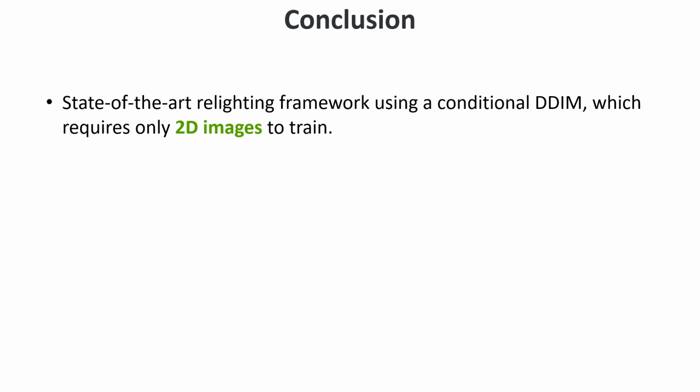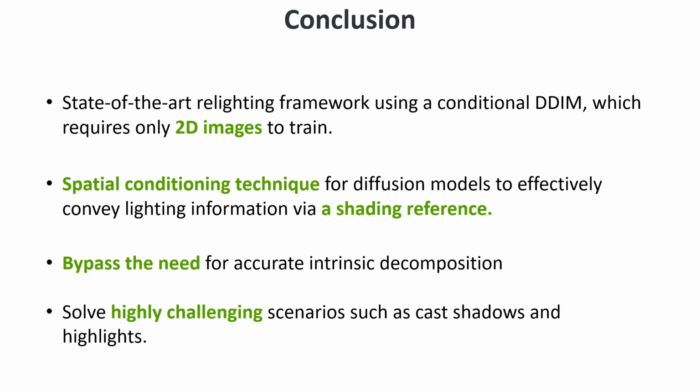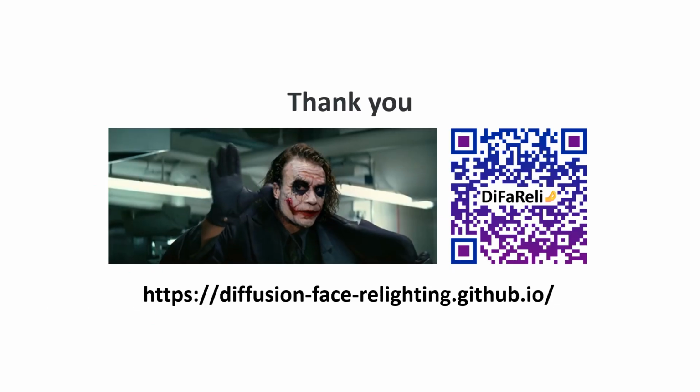To summarize, we propose a state-of-the-art framework which solves relighting uses a conditional DDIM and off-the-shelf estimators. This framework requires only 2D images to train and doesn't need any relit pairs, lighting, or 3D ground truth. We propose a spatial conditioning technique to condition our diffusion model with a pixel-aligned shading reference, which effectively conveys the lighting information. Our method bypasses the need for accurate intrinsic decomposition yet can solve highly challenging scenarios such as cast shadows and highlights. Thank you for your interest in DiFaReli.